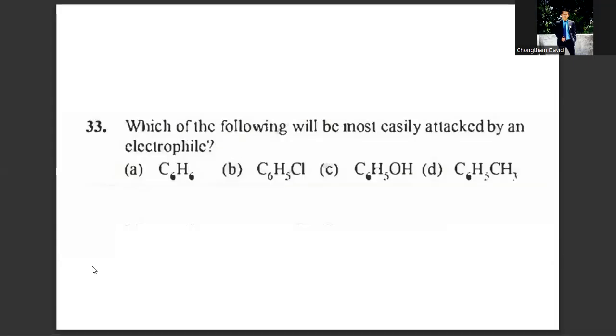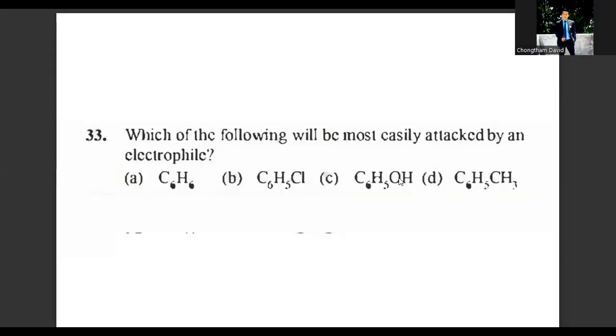Which of the following will be most easily attacked by an electrophile? So phenol, as we all know, as well as toluene, have electron releasing groups. But in the case of the OH group present in phenol, it is more electron releasing due to positive resonance effect. Now, the CH3 group in toluene and the hydroxyl group in phenol are the two reasons why the following will be most easily attacked by an electrophile.